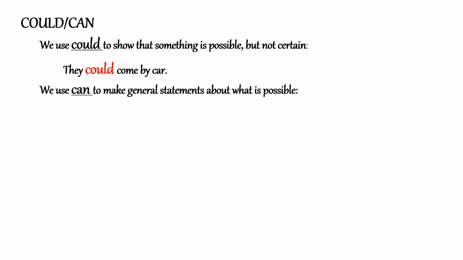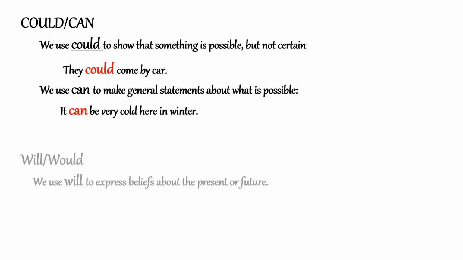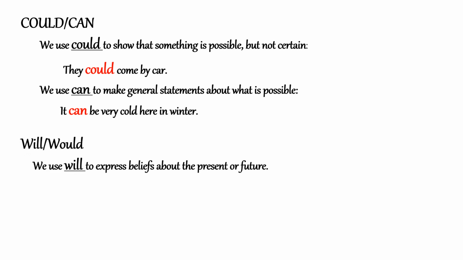Could, can. We use could to show that something is possible, but not certain. Example: They could come by car. We use can to make general statements about what is possible. Example: It can be very cold here in winter. Will is used to express beliefs about the present or future. Example: We will see you tomorrow.